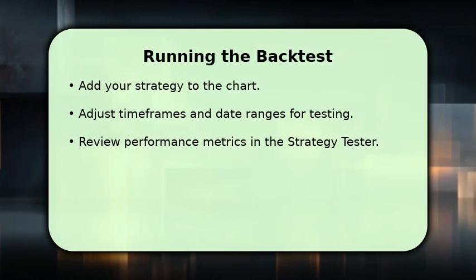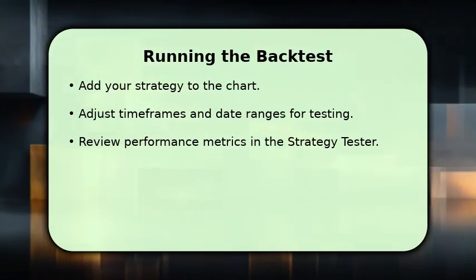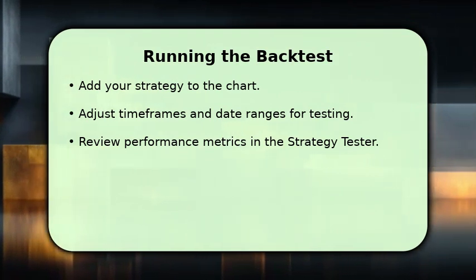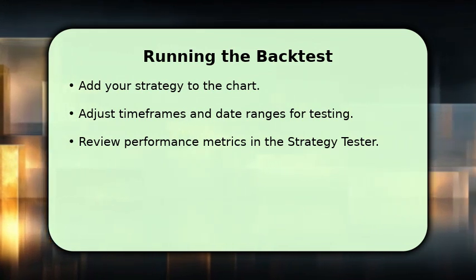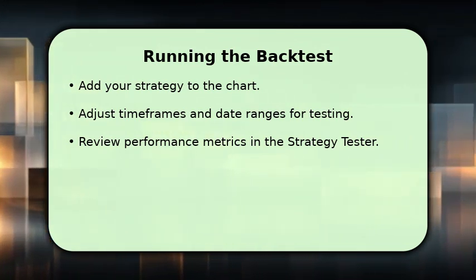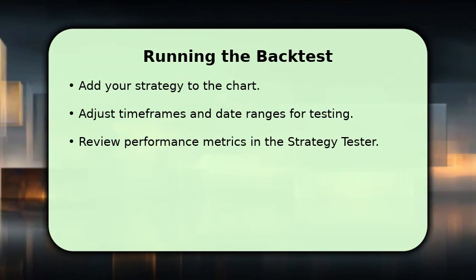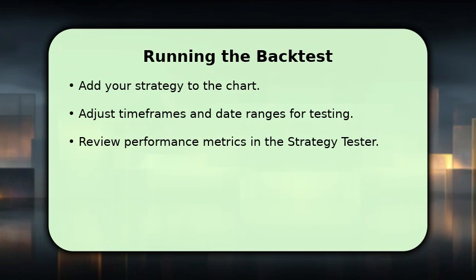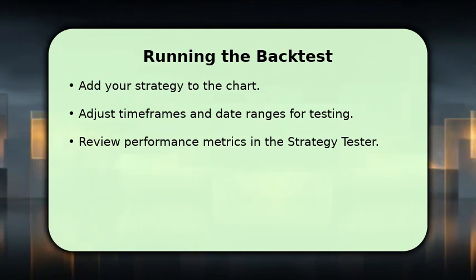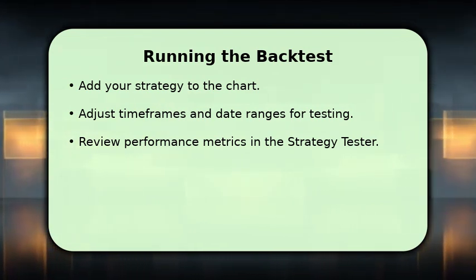Once your strategy is coded, add it to your desired chart. Next, open the Strategy Tester panel. This is where you'll configure the backtest by selecting appropriate timeframes and specific date ranges for historical data. After running the test, carefully review the performance metrics provided, such as net profit, drawdown, and the number of trades.